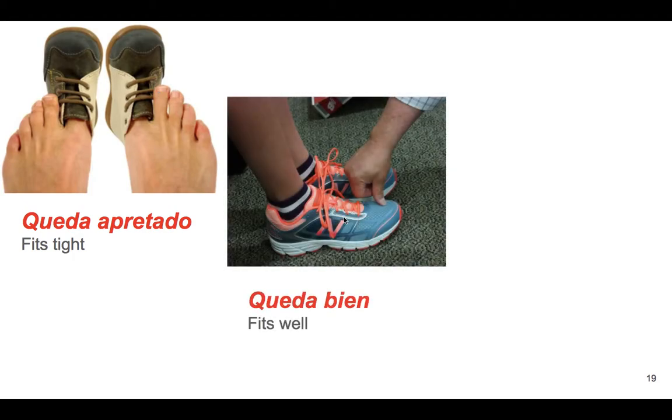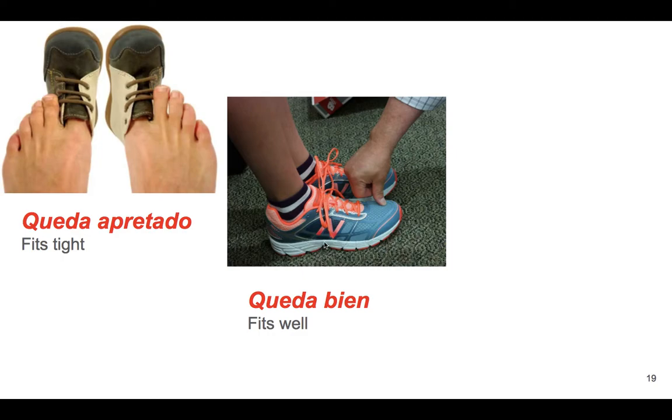Queda bien el zapato de el chico, queda bien, queda bien. So remember, when you try on shoes, you want to make sure that they aren't too pushed up to the front, right? Entonces, one way to test that is to kind of touch your toe, okay?